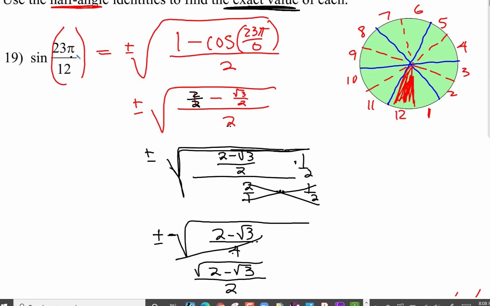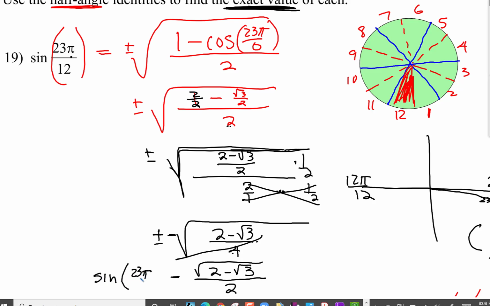This is exactly how we know where, so if this is 12 pi twelfths, this would be 24 pi twelfths. So right here, we're in the fourth quadrant, and in the fourth quadrant, sine is negative. So this is a negative value. So sine of 23 pi twelfths is equal to negative root, all of this underneath the radical sign, 2 subtract root 3, and all of that now not under the radical, outside the radical, all over 2.